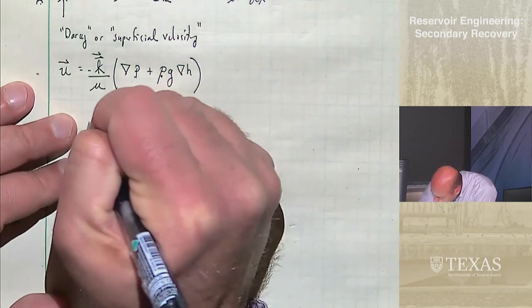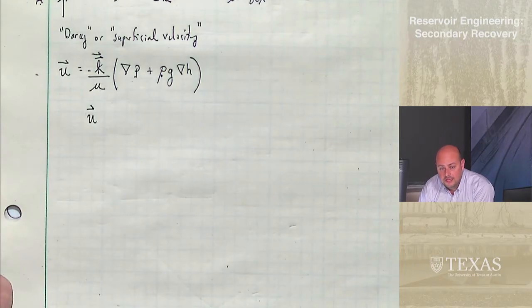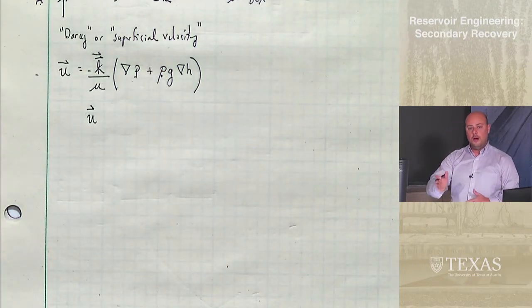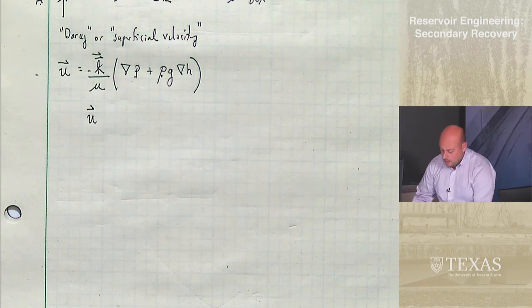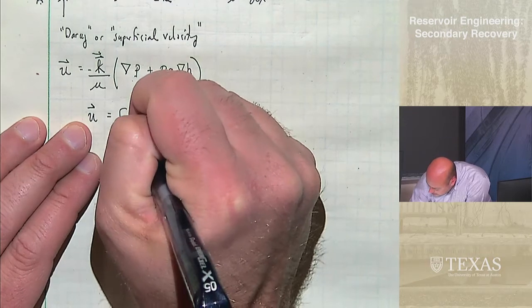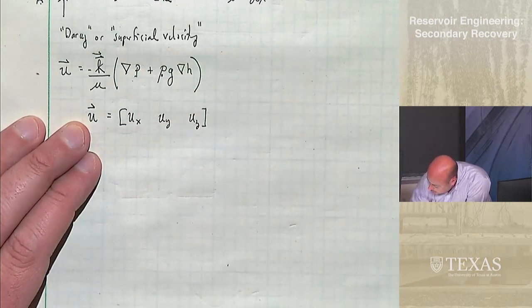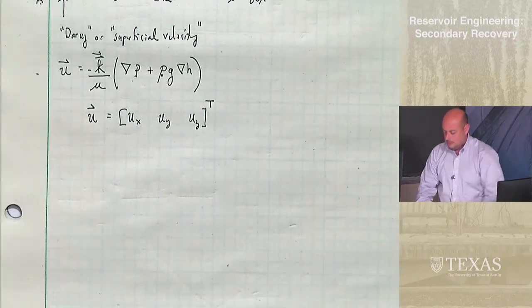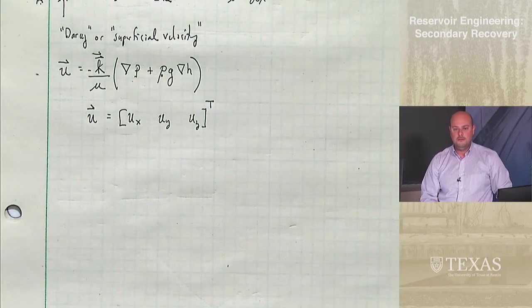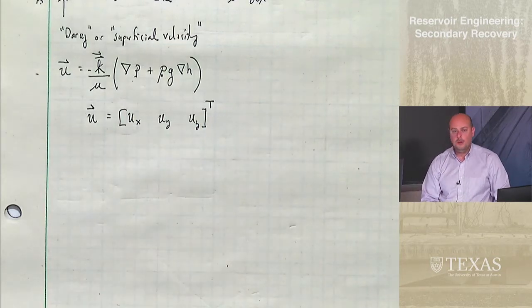So U is a vector. Okay, it's the velocity vector. So the velocity can have an x, y, and z component. So I'm going to write it as a vector, and it's really a column vector, but I'm going to write it like this. It's going to look like a row vector, but I'm going to transpose it. And I'm really just doing that to save some space. But U has an X, Y, and Z component. So it's these three components of velocity. It's a vector. It's a 3x1 vector.